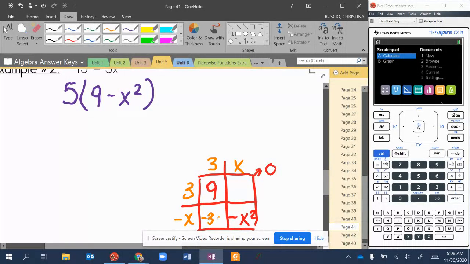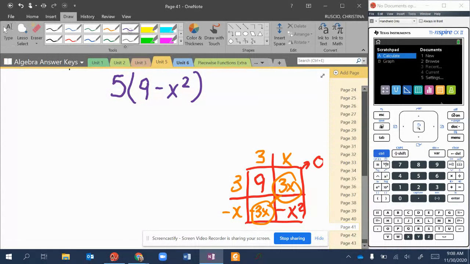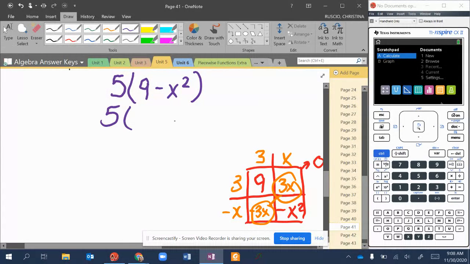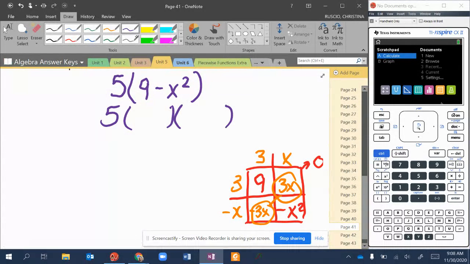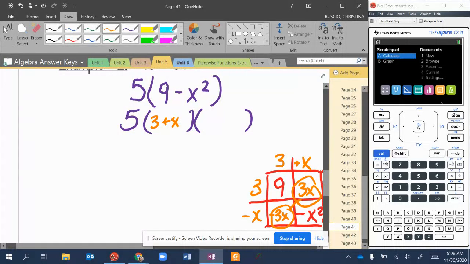And why do I like this so much right now? Because if I multiply x times 3 and negative x times 3, if I add these two together, I get 0. So we factor this correctly. All right, so the 5 comes down along for the ride, and my two new factors are 3 plus x, that's this right here, and then 3 minus x. And we know that we're finished because I don't have any x squareds in my parentheses.